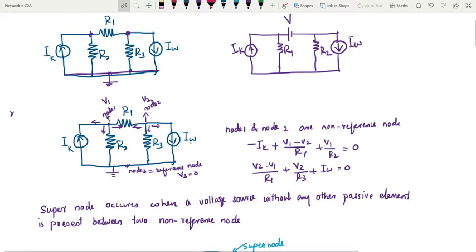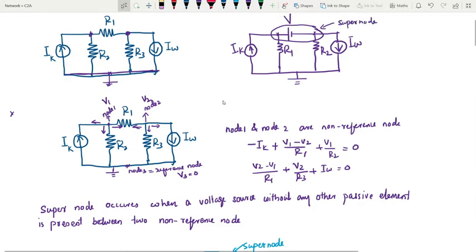But the supernode will come into picture when two non-reference nodes are connected with a voltage source like this. So here this is one non-reference node. This is another non-reference node. This is our ground, that is the reference node. So a supernode occurs when only a voltage source, without any other passive elements, is available between two non-reference nodes. Under that condition, these two nodes together form a node. That node is known as a supernode. This is known as a supernode.